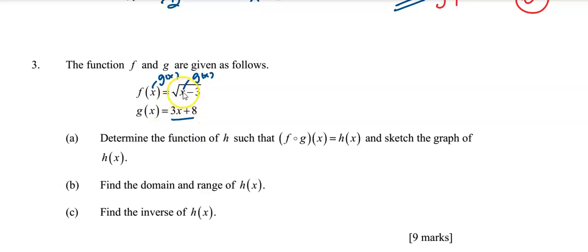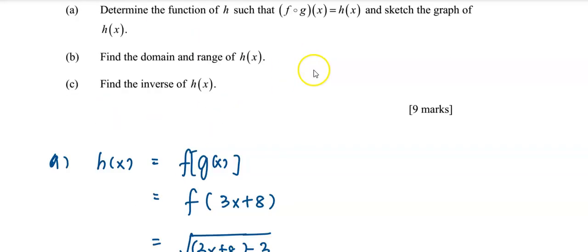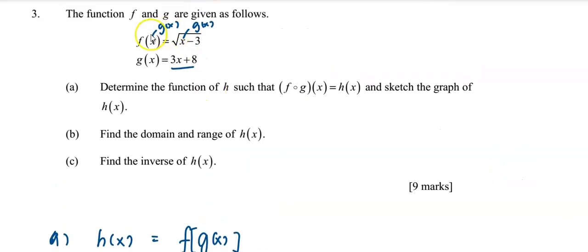Okay, since this x already becomes the g(x), so you have a square root of 3x plus 8 minus 3. All right, because the f(x) here, the x here is already replaced by 3x plus 8. So the same thing over this x here is also replaced by 3x plus 8. Put down the 3x plus 8 into it.